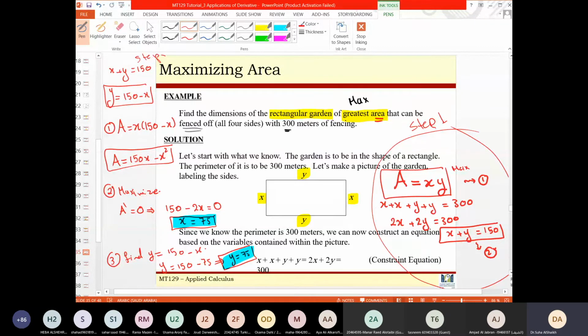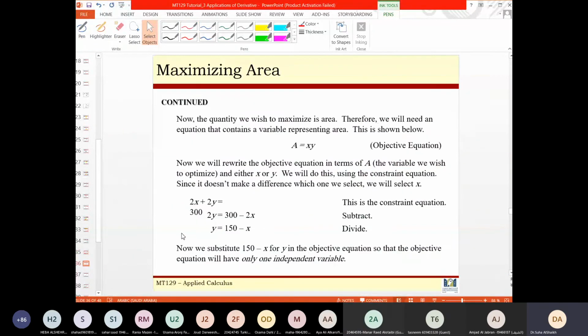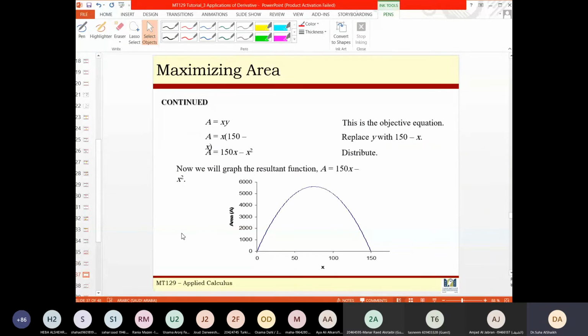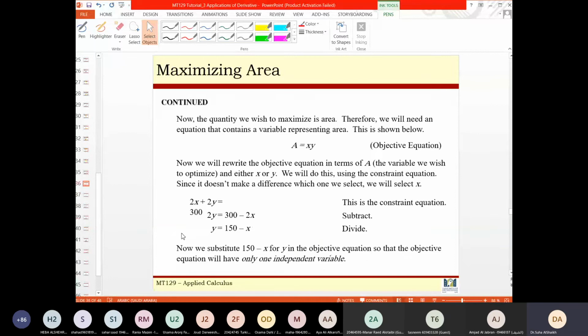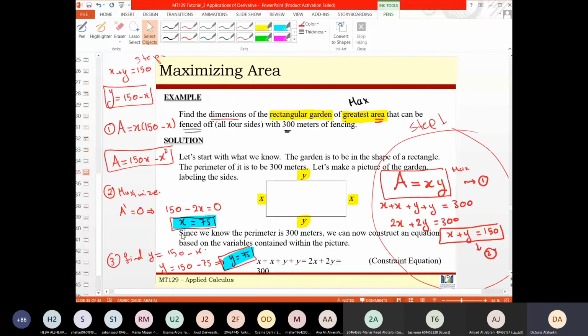And I worked with the equation. No, they didn't ask for area. They asked for the dimension that will give the greatest area. They didn't say find the area or find the greatest area. You can find it after you finish. So it is 75 actually. You can see how many slides, 1, 2, 3, and 4 slides to solve this. And actually the steps are just what you can see in the red.